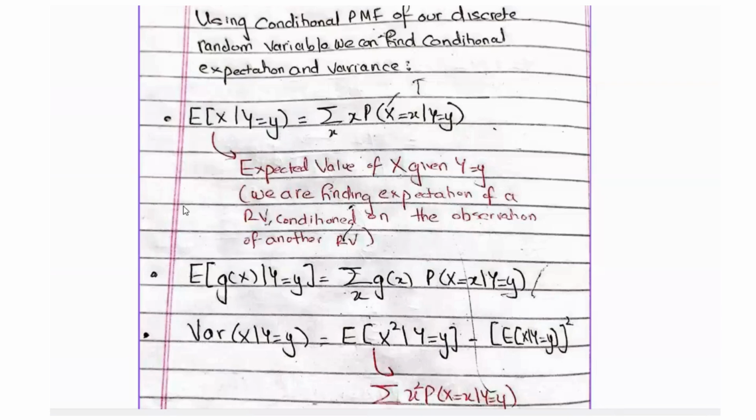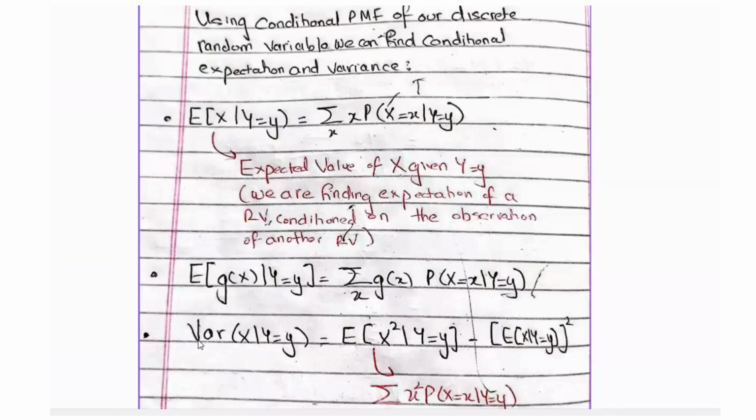we'll use the conditional PMF of x rather than the marginal PMF of x. That's the only difference. Similar to how we find expected value of x, we can also find expected value of any function of x conditioned on the observation of y. Here instead of x, you just have g of x. Again, this is very similar to how we find expected value of a function of a discrete random variable. The only difference is that instead of the marginal PMF, probability x is equal to small x, we're using the conditional PMF, where we're conditioning on the observation of y.